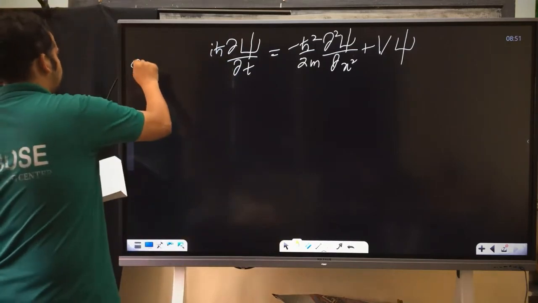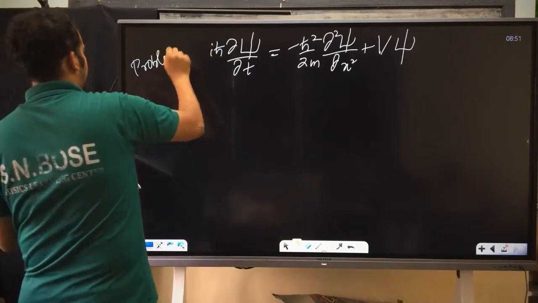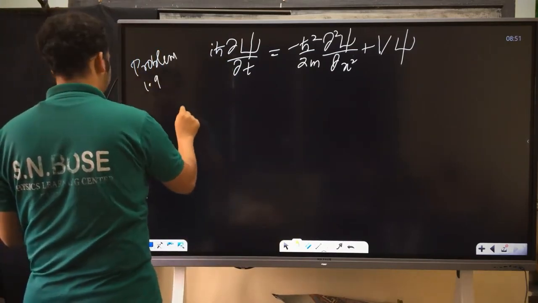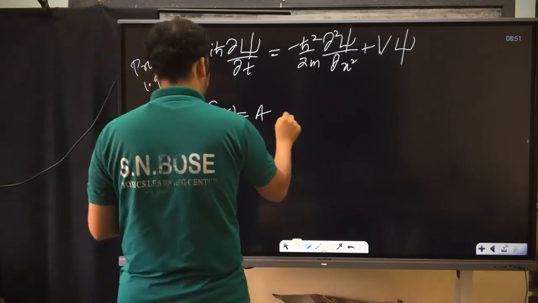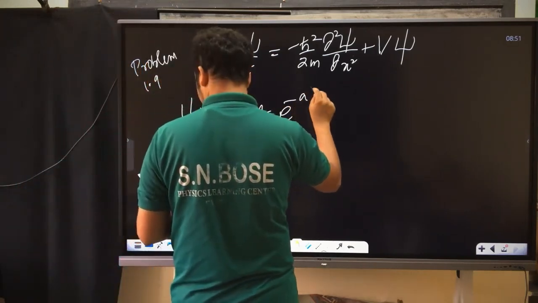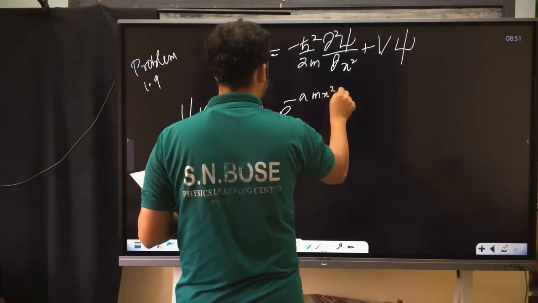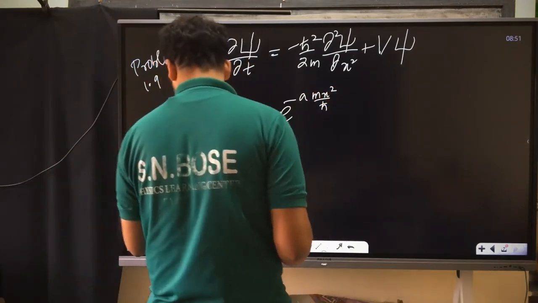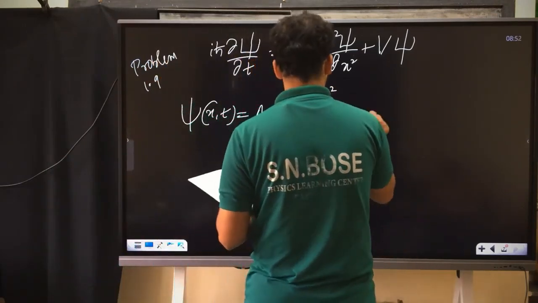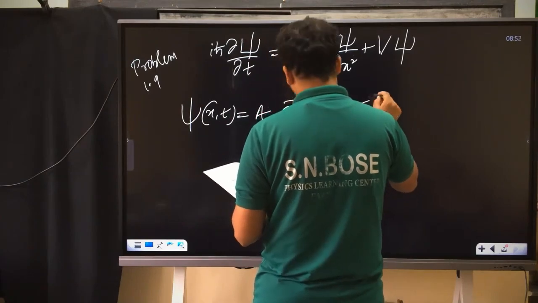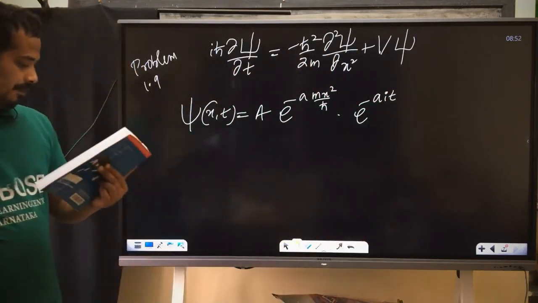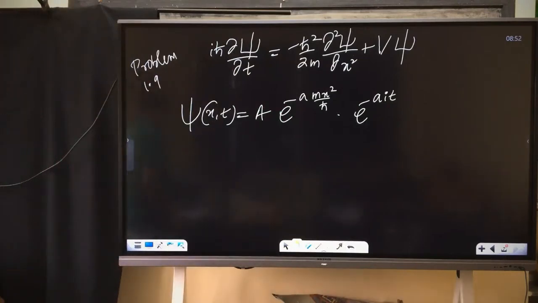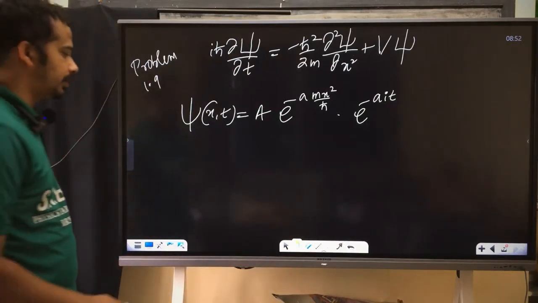Problem 1.9. Check this out. Psi of x comma t is equal to A e power minus a m x square by h bar, into e power minus i a t. Now look at it. If you solve the problem twice, that's also better.